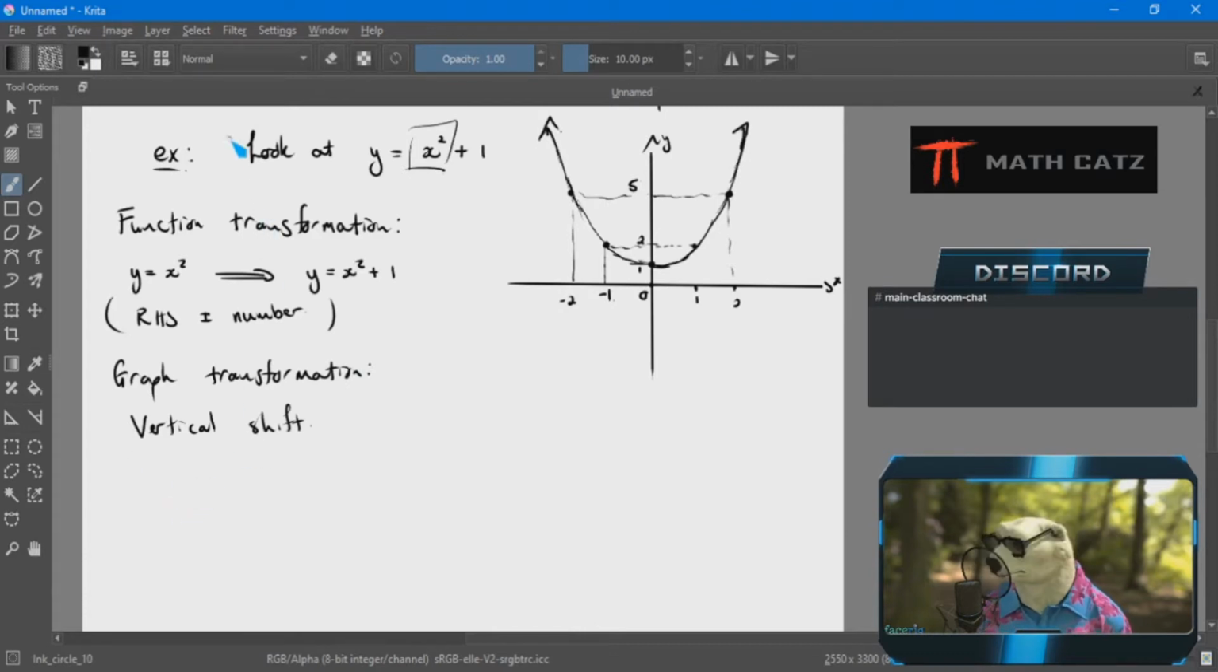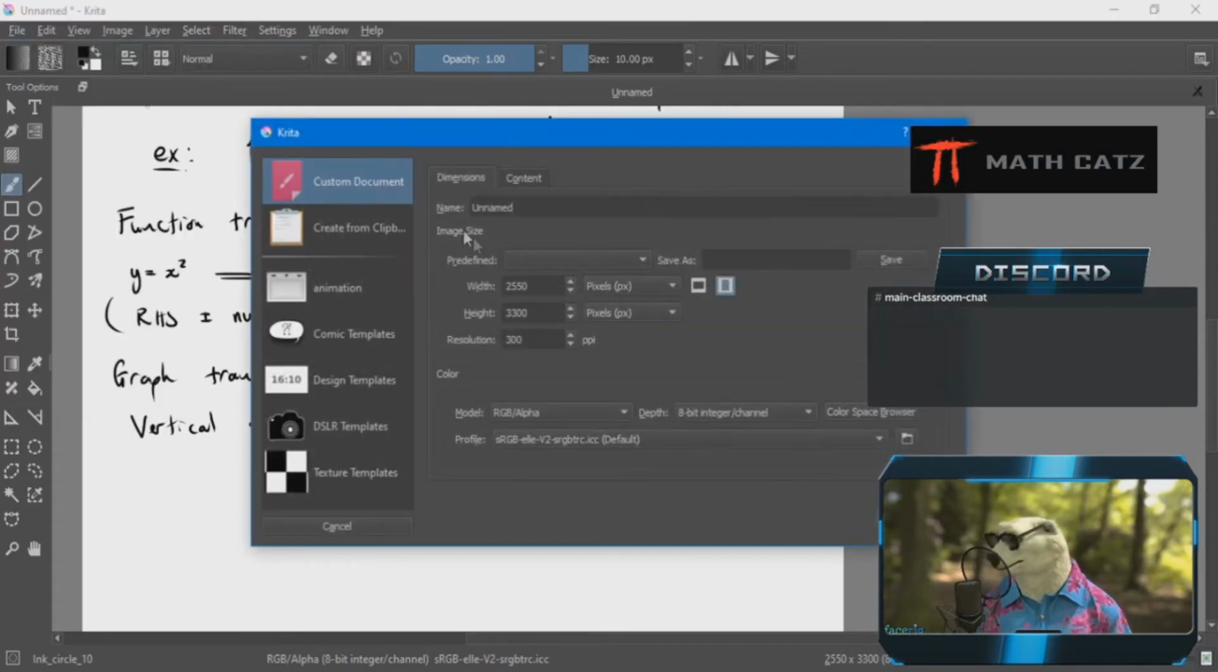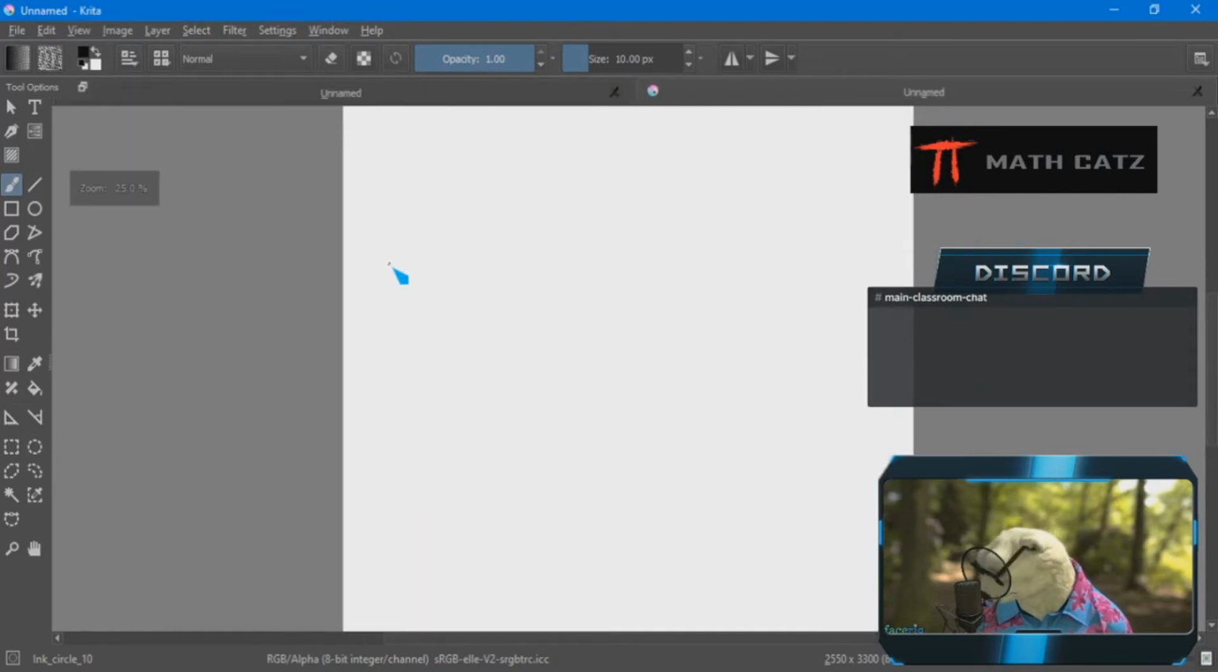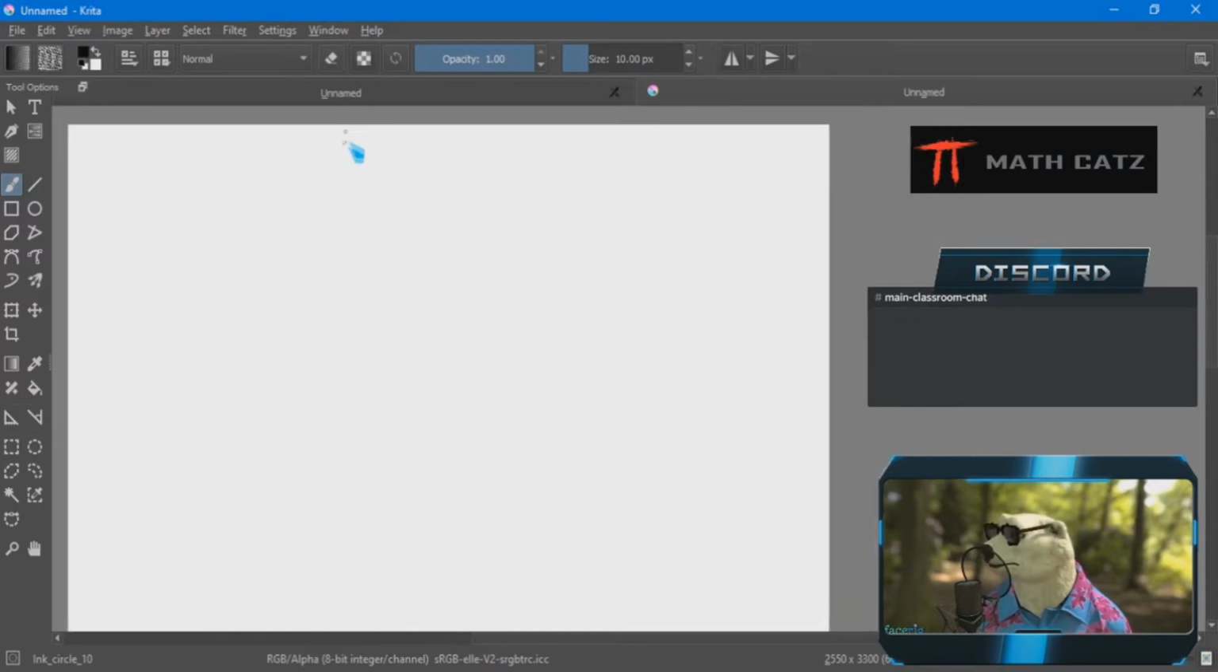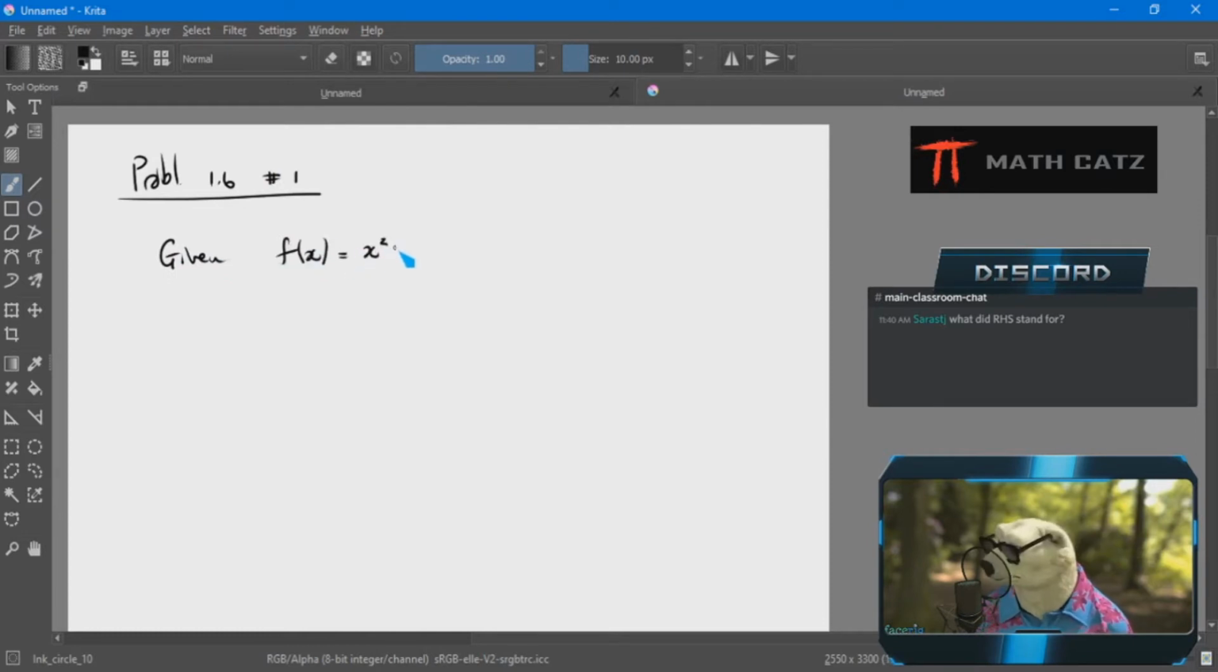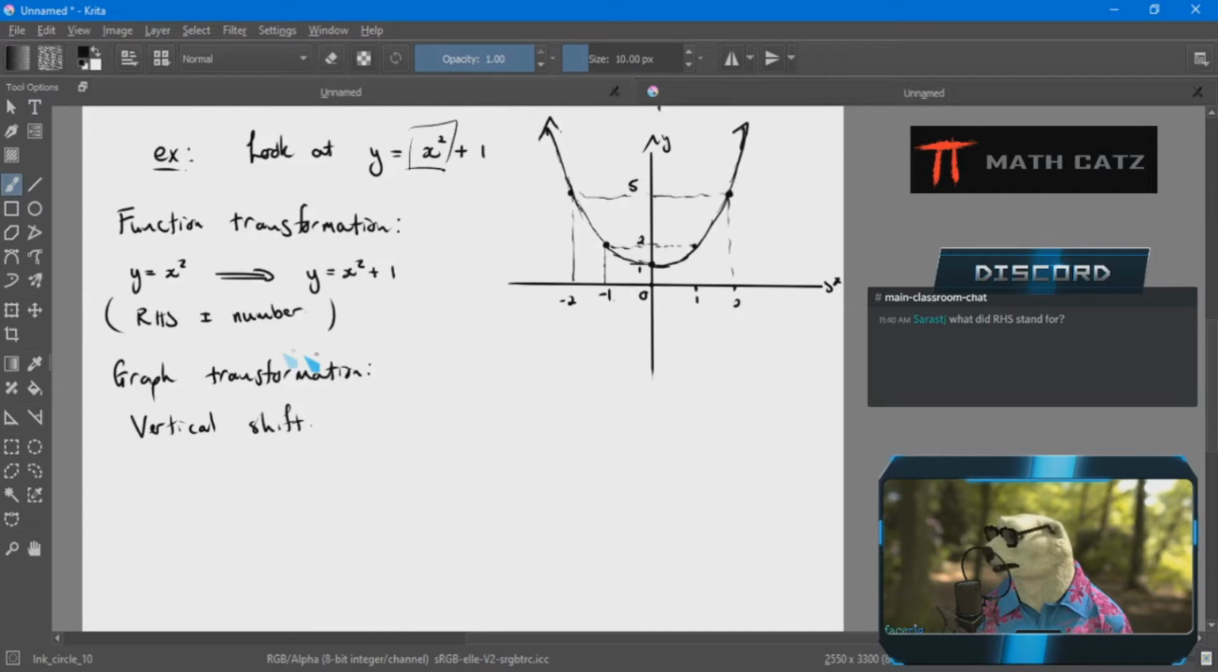So if we do a problem, let me make a new page here. I'll look at problem 1.6, number 1, where I am given f of x equals x squared plus 2. Let me go back here, see the question.